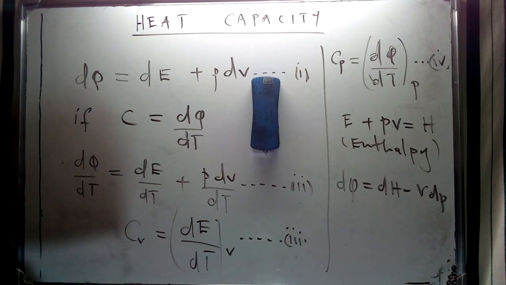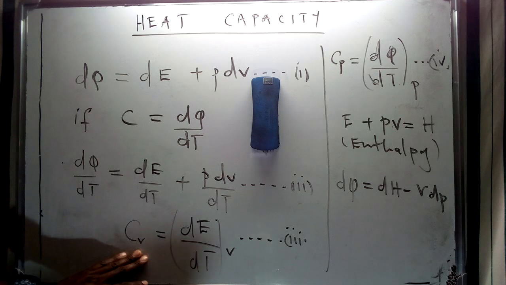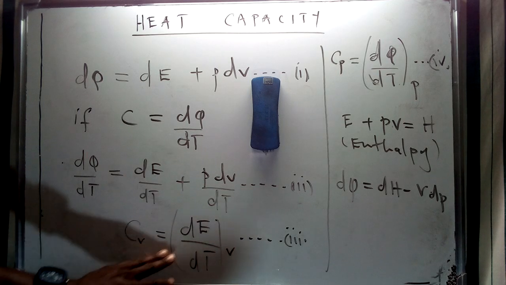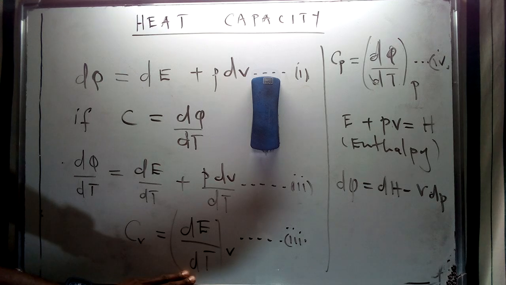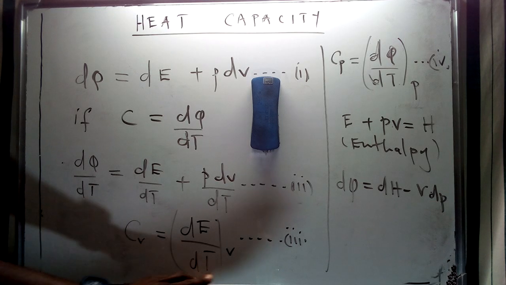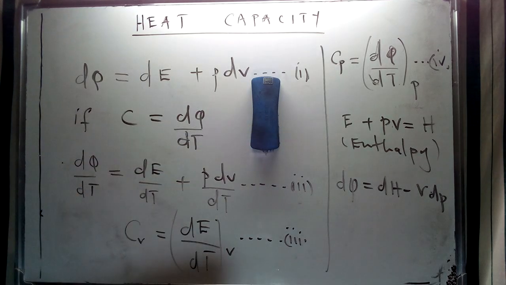So the CV that I've given in this case, which is the heat capacity under constant volume, is going to describe the rate of change of internal energy with temperature at constant volume, and the CP is going to represent the rate of change of enthalpy with temperature at constant pressure.